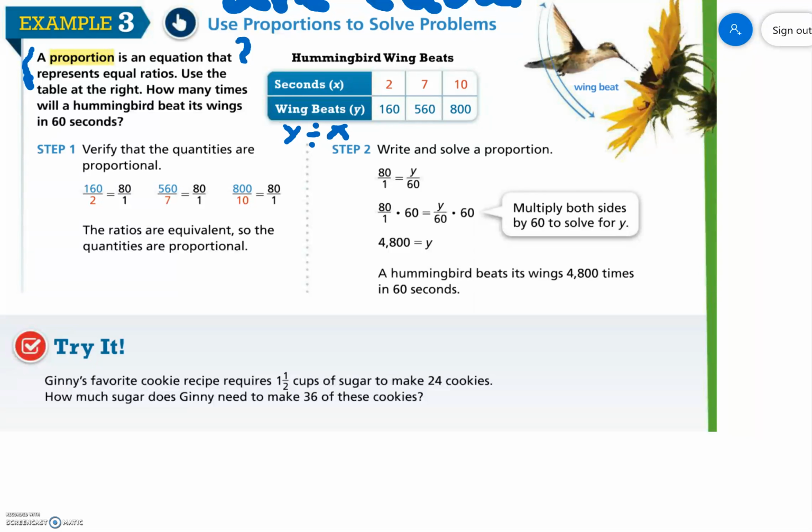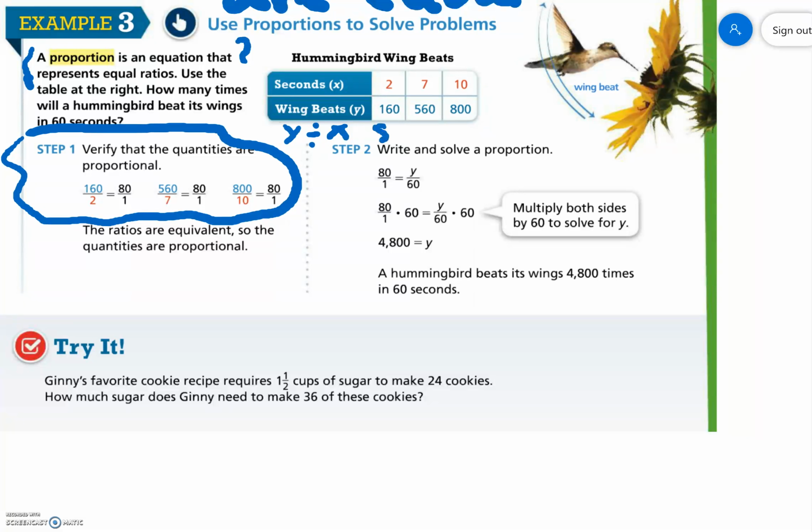They did it over here for us in step 1. They saw 60 divided by 2 is 80. 560 divided by 7, again, is 80. And 800 divided by 10 is 80. So sweet, it's a proportional relationship. Only if you have a proportional relationship can you write an equal ratio. So we know that it beats 80 beats per second.